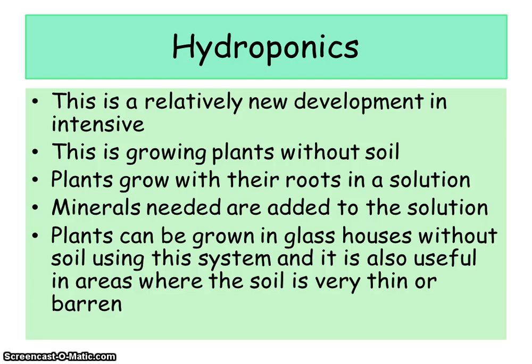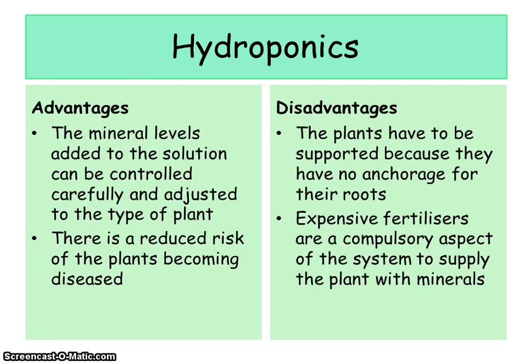You have to have a glass house for them to grow in, because you are controlling the conditions, and this can be good where you've got poor soil. So again, advantages and disadvantages. Advantages: the mineral levels added to the solution can be controlled, and there is a reduced risk of plants becoming diseased. Disadvantages: the plants need to be supported because they've got no anchorage for the roots. Expensive fertilisers are compulsory because you have to have the minerals.